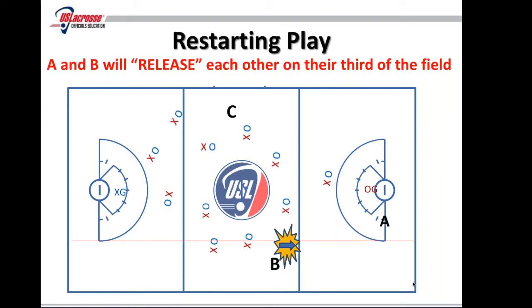The C official in this scenario should have a player count for offsides, if A and B are focused on the restraining line responsibilities.